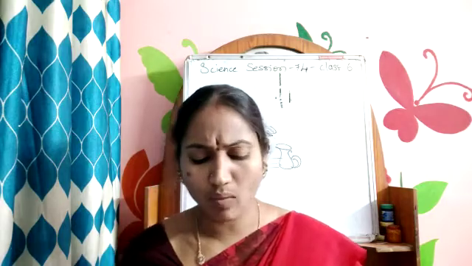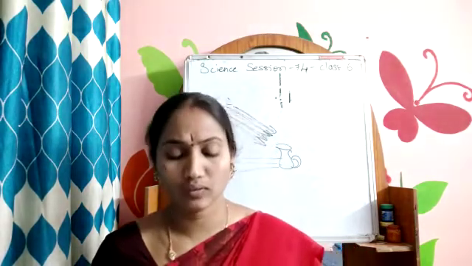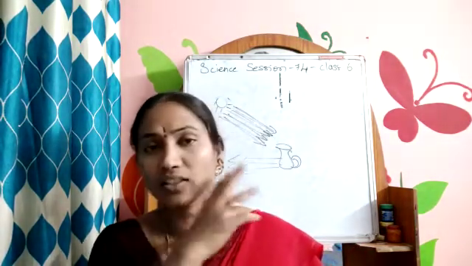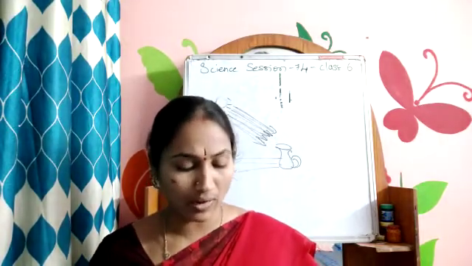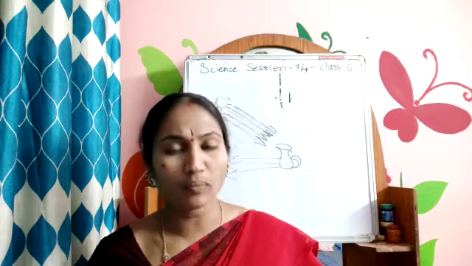Is it possible to form shadows when there is no sunlight or bulb or any other light? If light is not there, we cannot see the shadow. What do we need to form a shadow? We need light to get the shadow of many objects.